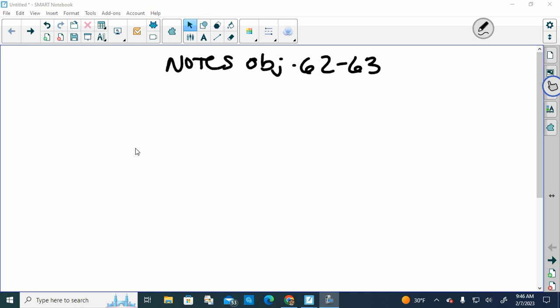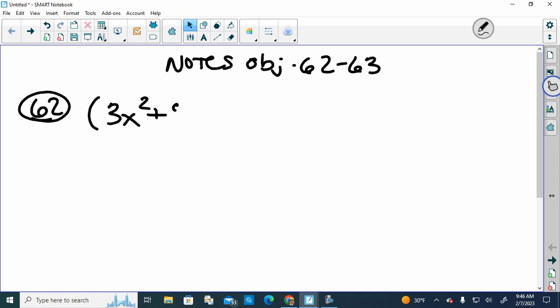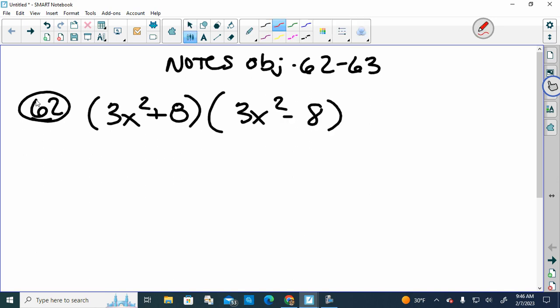Okay, so I'm just going to do two examples of each before you do your notes on your own. So just be careful with the rules. So problem number 62, we've got 3x to the second plus 8, and then 3x to the second minus 8. So we're taking the first term and we're going to distribute it to each one of the things that is in the other parentheses.